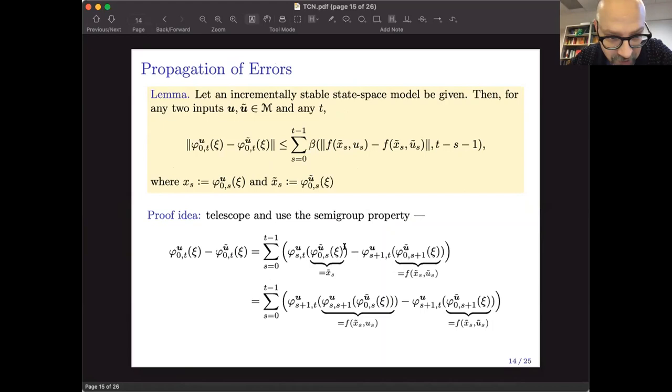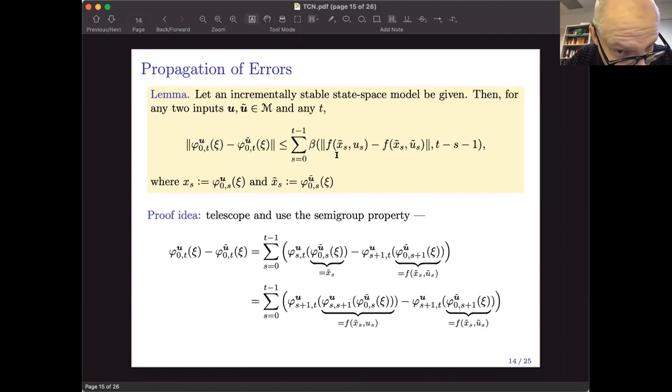You can actually express the way in which errors propagate due to the same initial condition but two different inputs. Remember, when we talk about approximately finite memory, we restrict the input: we take the input and cut off everything from the past of that input up to the m most recent moments. So we want to see what happens to our system with the same initial condition, because the initial condition is part of the system specification. And it turns out that you can quantify this in terms of this beta function.